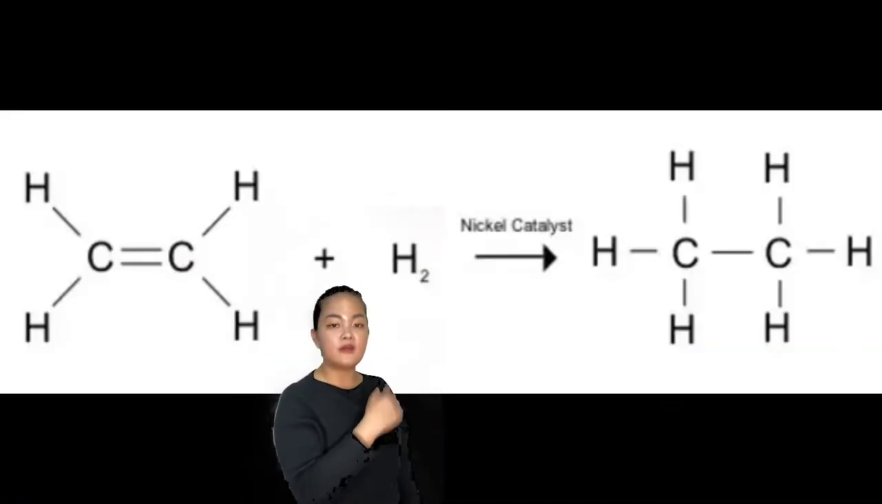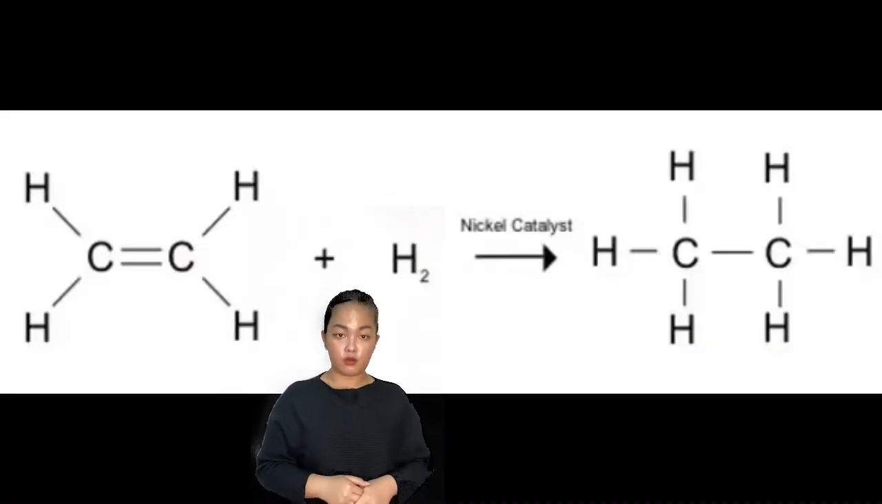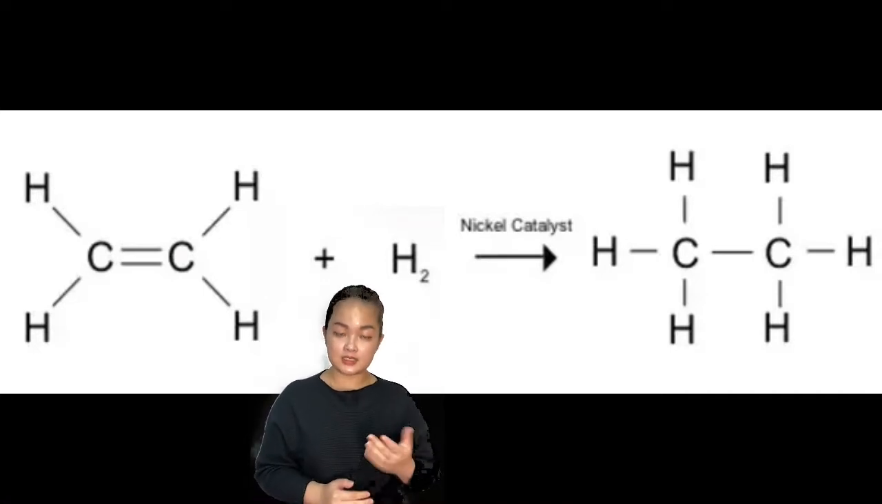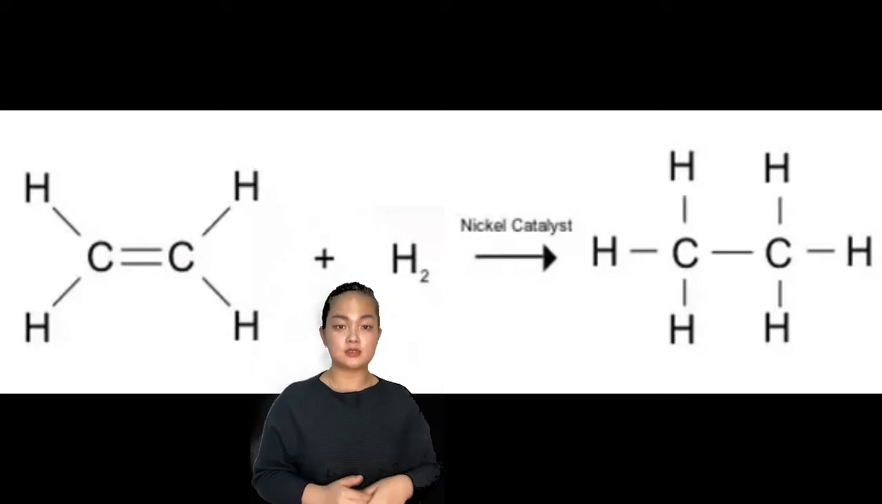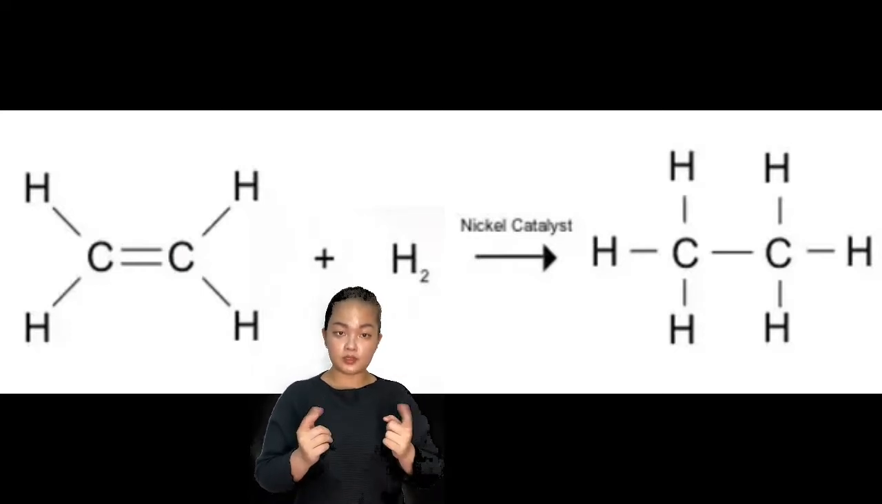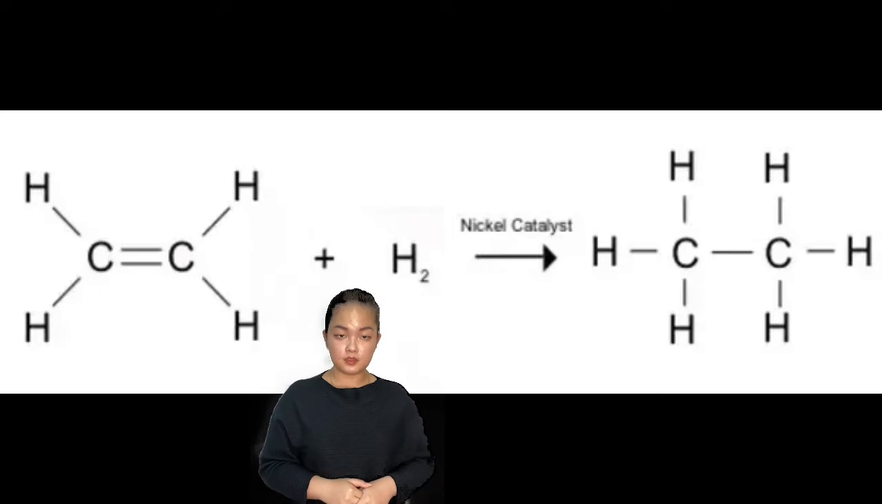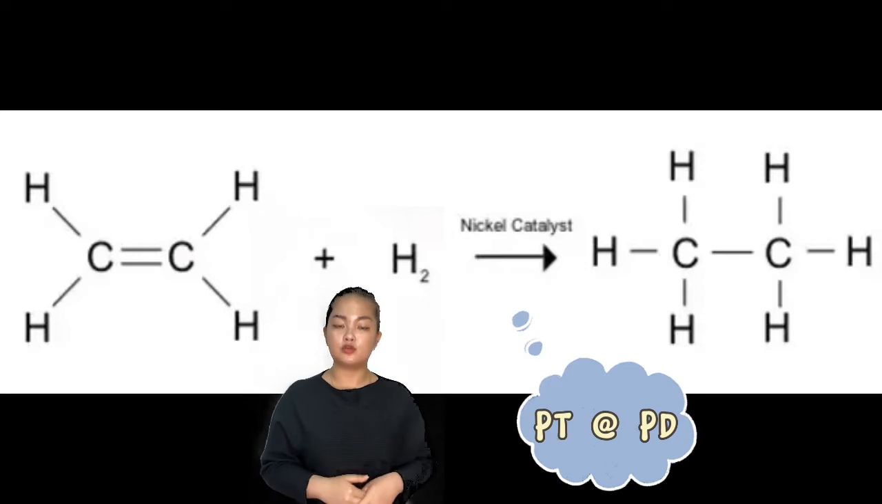So here we have the reaction of C2H4, which is ethene, in the presence of nickel as catalyst at a temperature of 200 degrees Celsius to 300 degrees Celsius. It will break the bond and become ethane. The hydrogenation can also be carried out in the presence of platinum and palladium at room temperature.